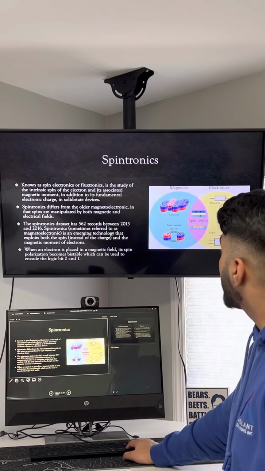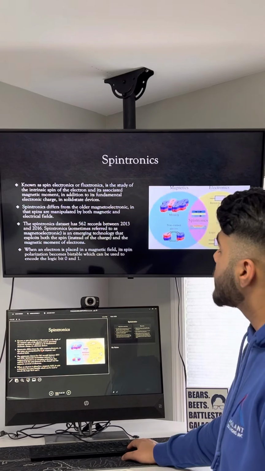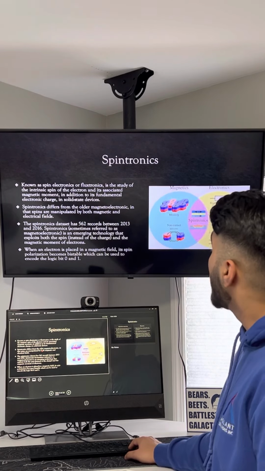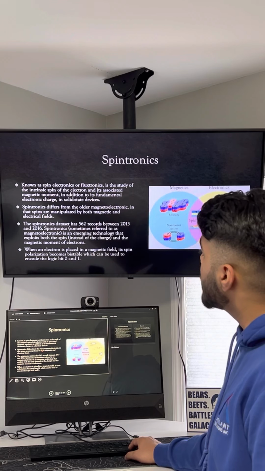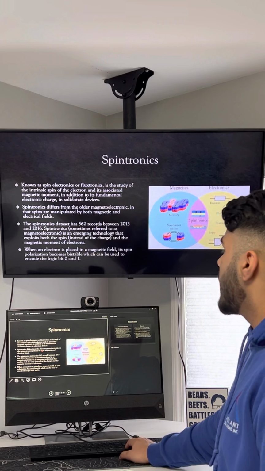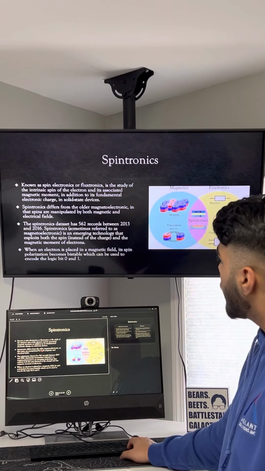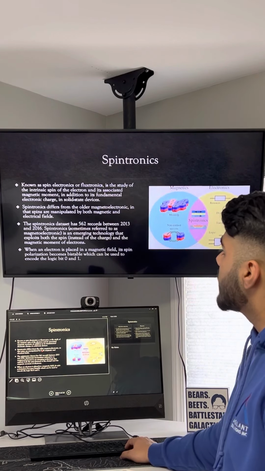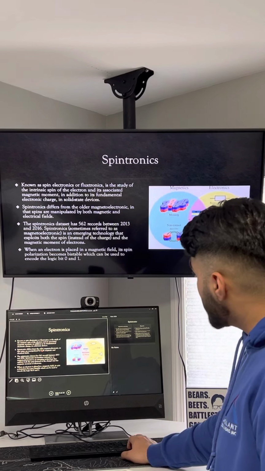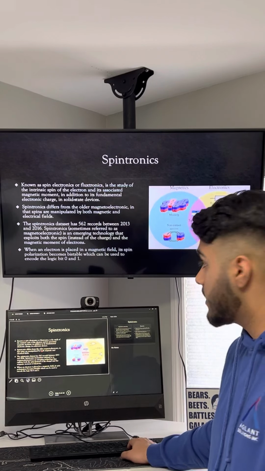All right, so spintronics, known as spin electronics or fluxtronics, is the study of the intrinsic spin of the electrons and its associated magnetic moments, in addition to its fundamental electronic charge, in solid-state devices as well. And spintronics differs from older magneto-electronics in that spins are manipulated by both magnetic and electrical fields. The spintronics dataset has 562 records between 2013 and 2016.